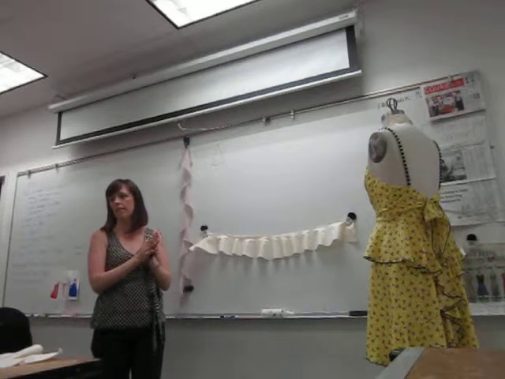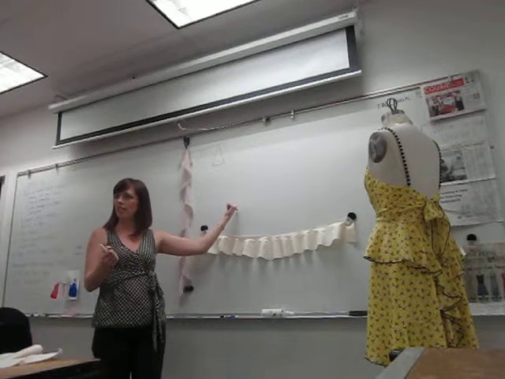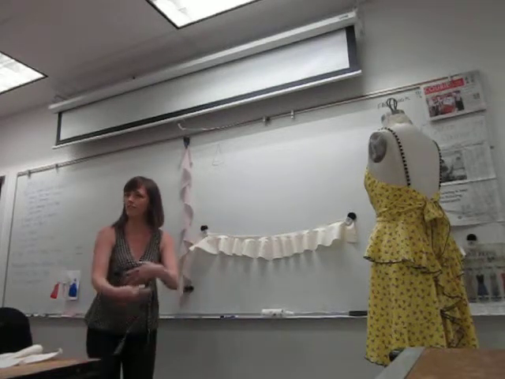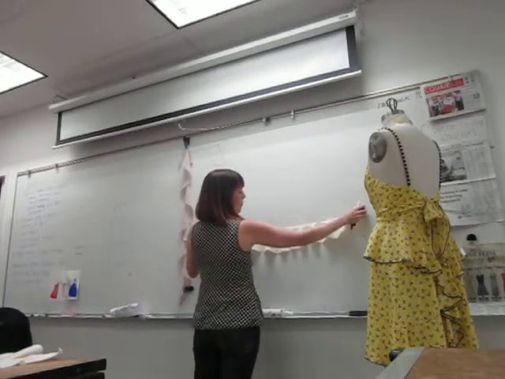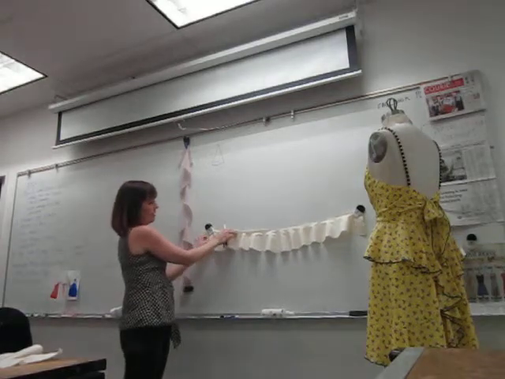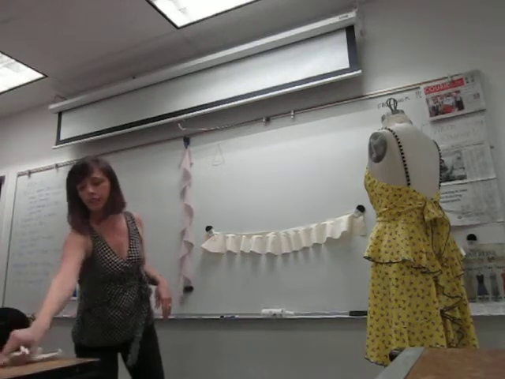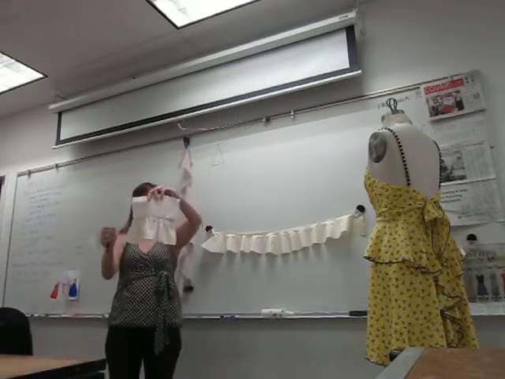F-L-O-U-N-C-E. If you take the 1A class, you're going to learn how to draft the donut and sew this onto the bottom of the skirt. This is a flounce. So when you open up a donut shape, it creates this sort of ruffle. Now this is another kind of ruffle.